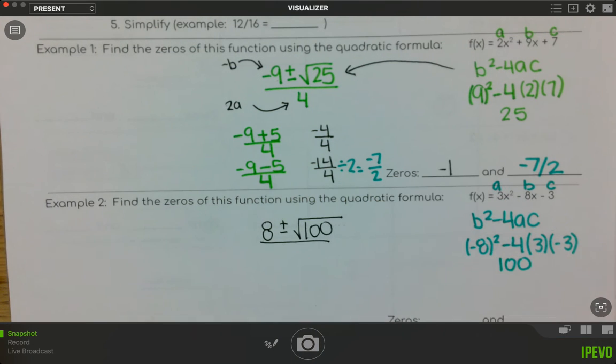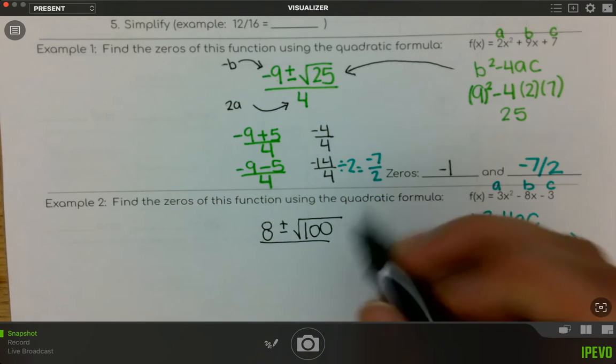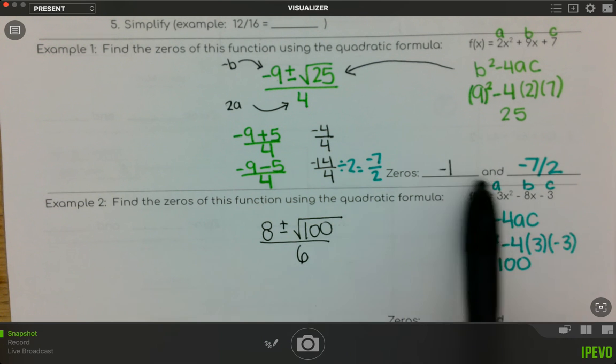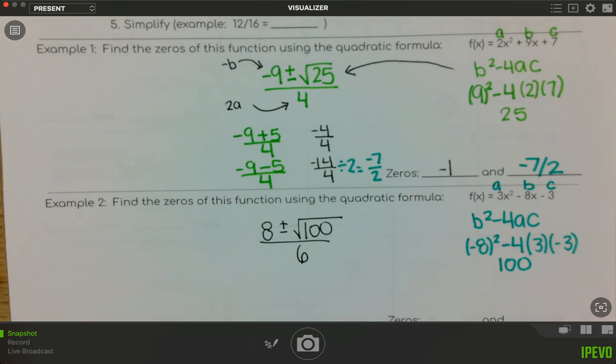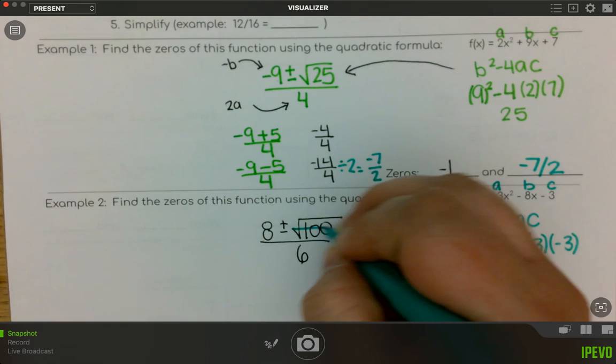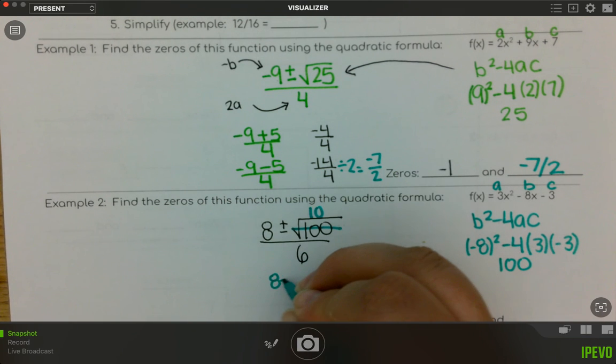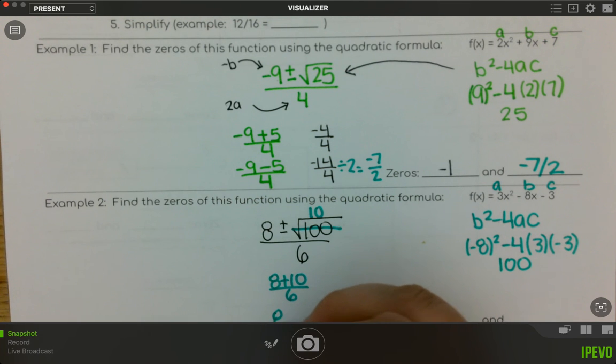Opposite of b plus or minus the square root of b squared minus 4ac, which is 100, all over 2a, which is 2 times 3, 6. Okay? Opposite of b plus or minus the square root of b squared minus 4ac, all over 2a. You're just following that formula again and again. Now, the square root of 100 is 10. So you have 8 plus 10 over 6 and 8 minus 10 over 6.